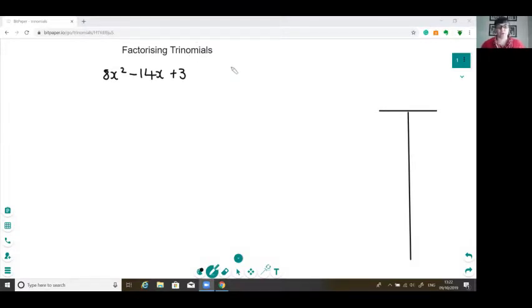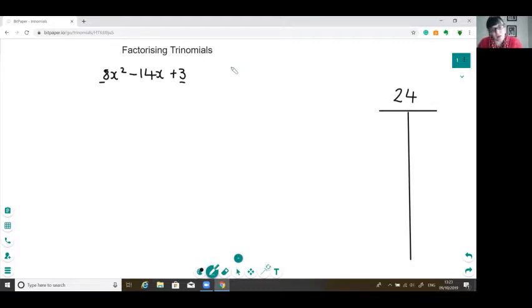Okay, so we are going to look at factorising trinomials. So this example, 8x squared minus 14x plus 3. The first thing we have to do is look at multiplying the 8 by the 3 to give us 24. So we're going to work out the pairs of numbers that we can use to equal our 14 in the middle.